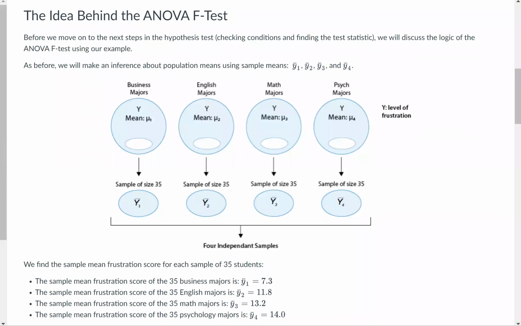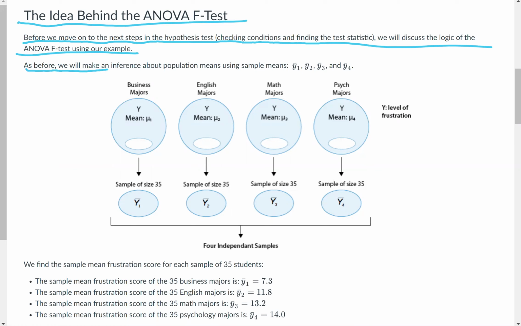On this page, we're not going to go into details about the ANOVA test. We'll just look at the idea behind the ANOVA test, the ANOVA F test. Before we move on to the next steps in the hypothesis test, which will be checking conditions and finding the test statistic, we'll discuss the logic of the ANOVA F test using our example.